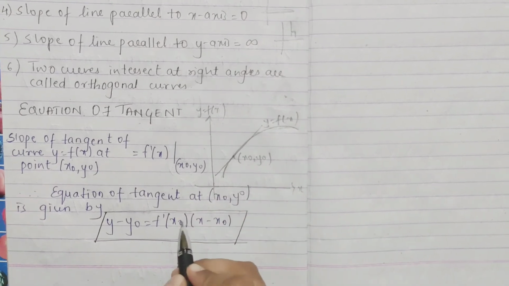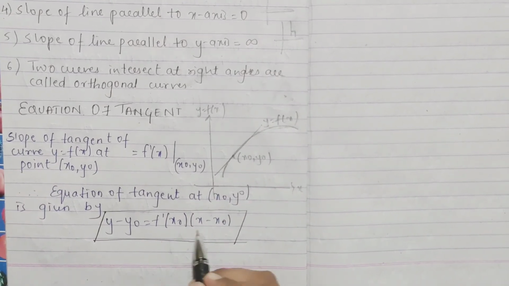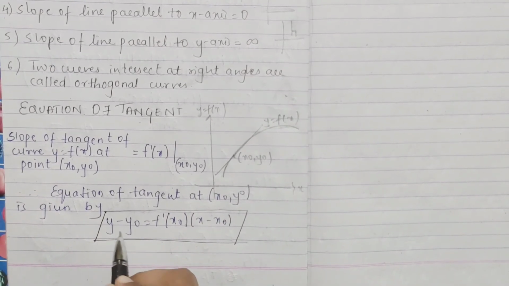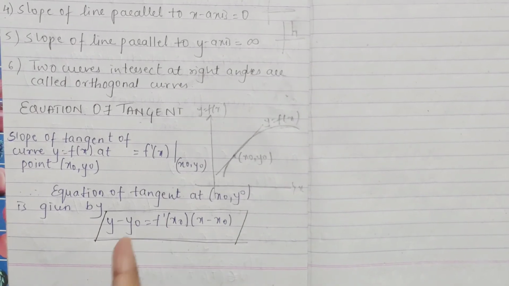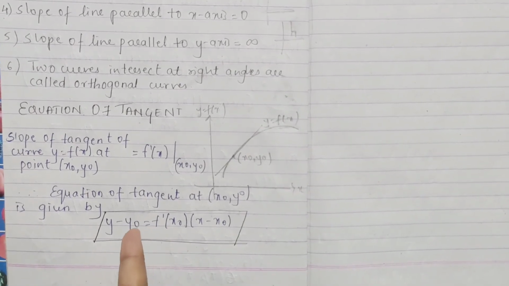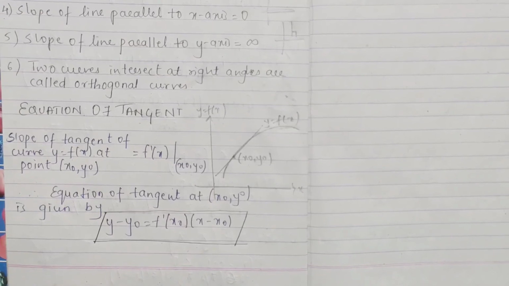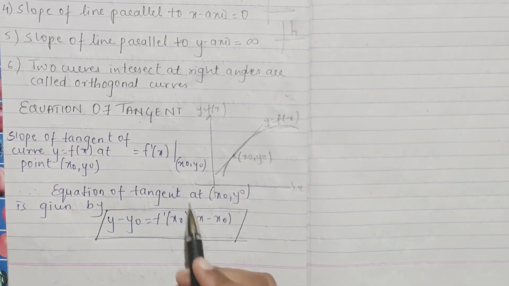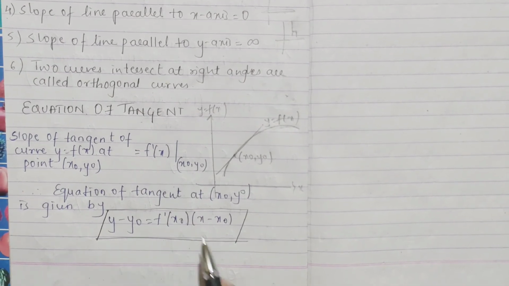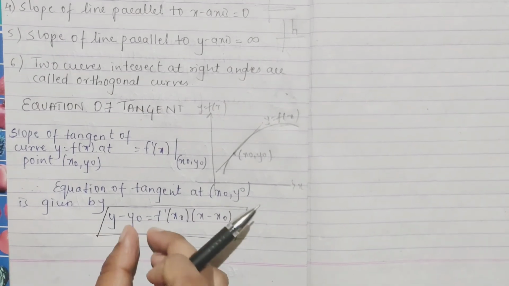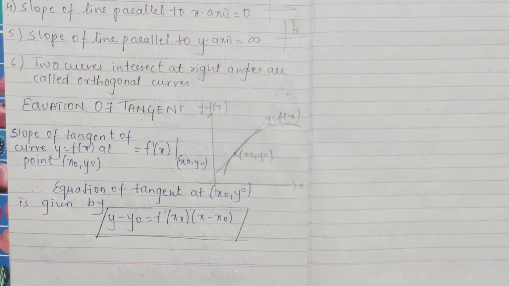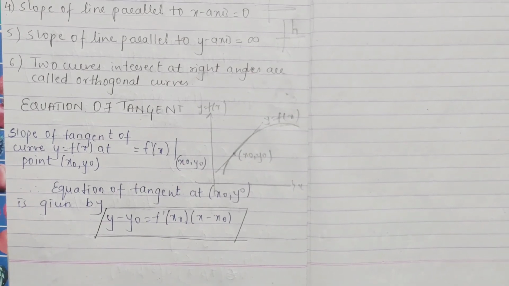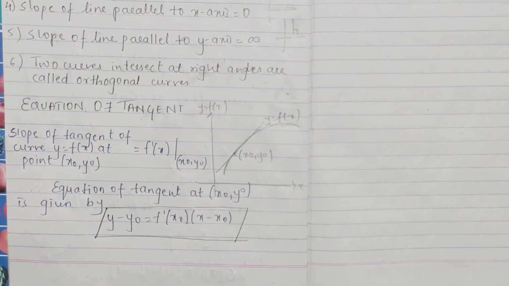This is your slope and these are your points, x minus x1, y minus y1. We have used the point-slope form of the equation of a line. Here m is the slope, which is f dash of x at the point x naught. So y minus y naught is equal to f dash of x naught times x minus x naught. Now we'll see the equation of a normal. Pause the video to note it down.